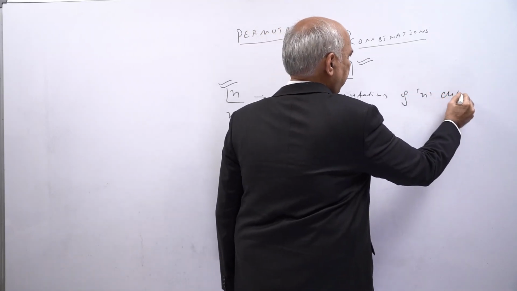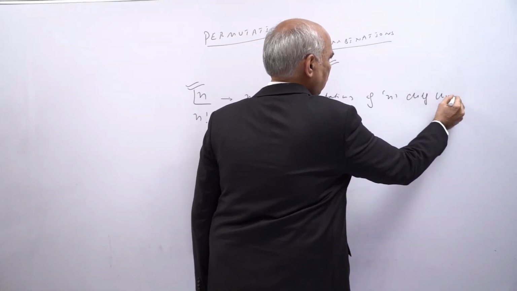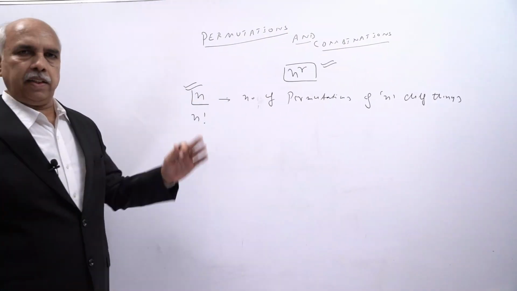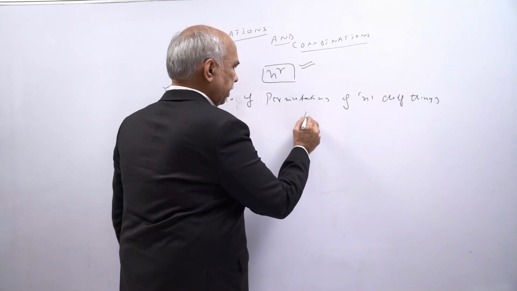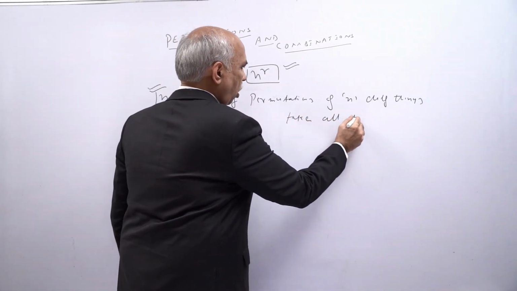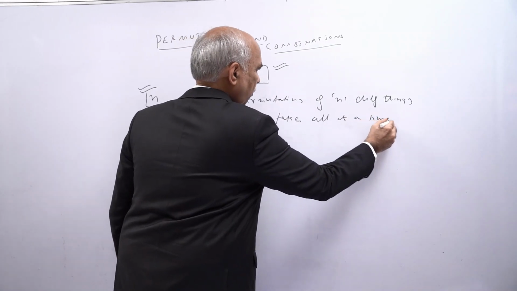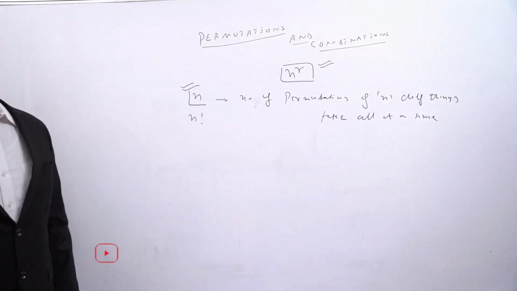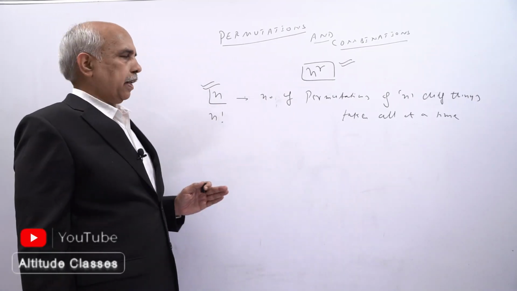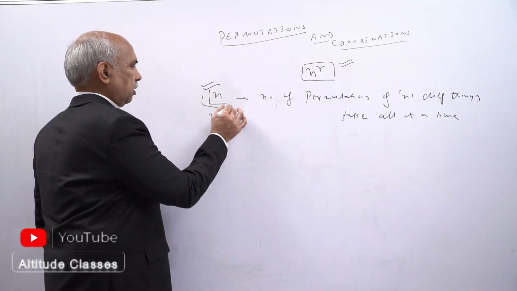n different things. I am very specific, n different things taken all at a time. Taken all at a time is nothing but n factorial. Number of permutations of n different things taken all at a time is nothing but n factorial.